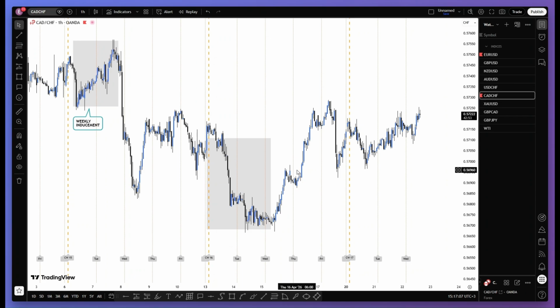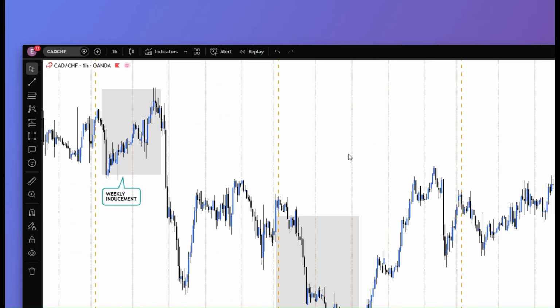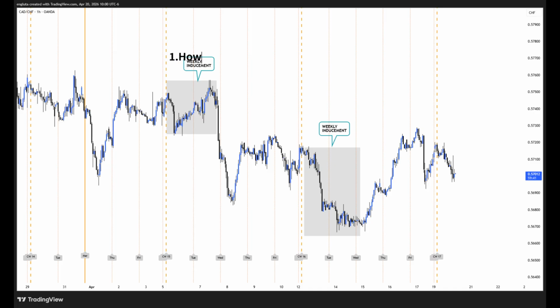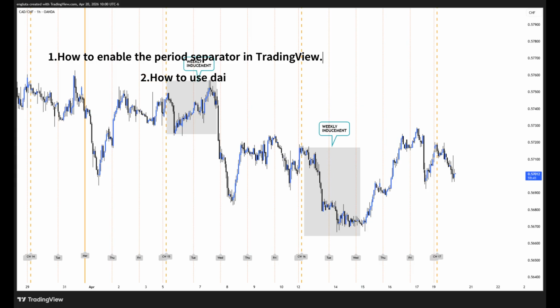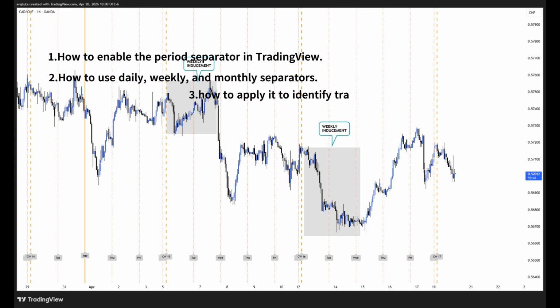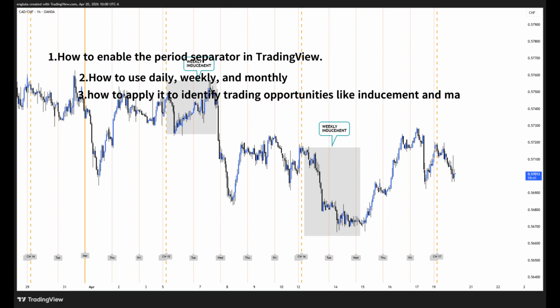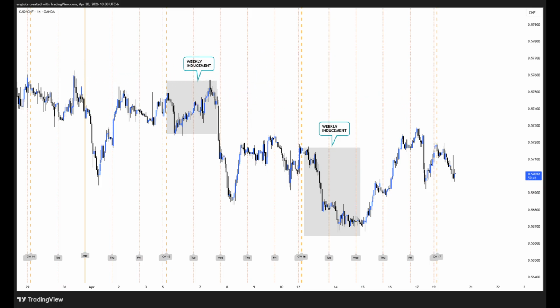This is where the period separator in TradingView becomes powerful. By the end of this video, you'll learn how to enable the period separator in TradingView, how to use daily, weekly, and monthly separators, and how to apply it to identify trading opportunities like inducement and market moves. Let's go step by step.